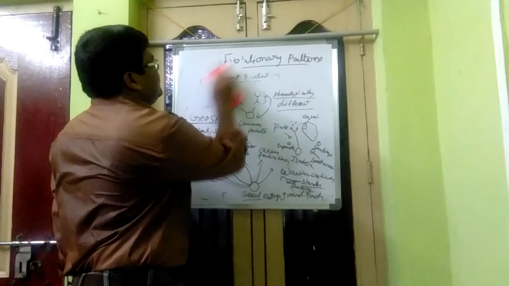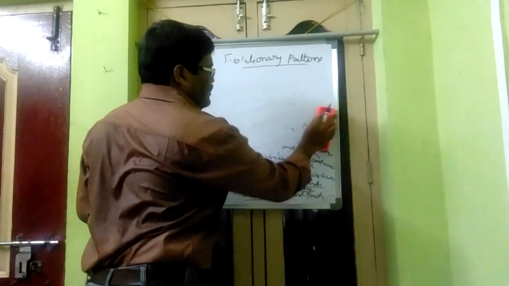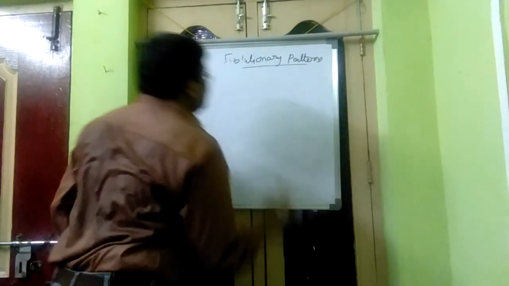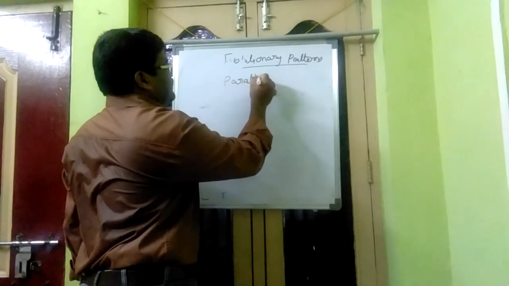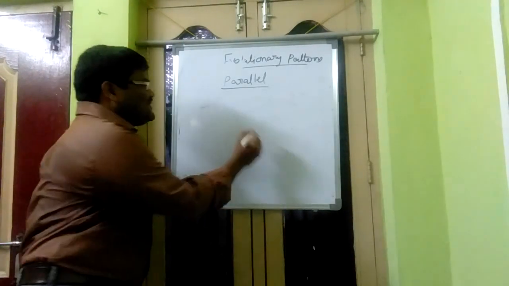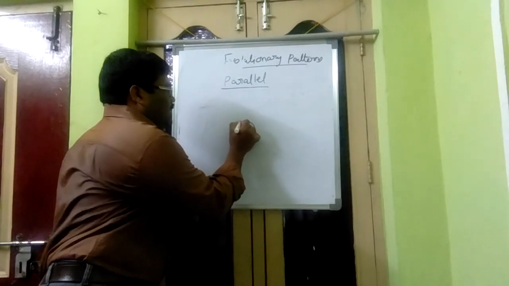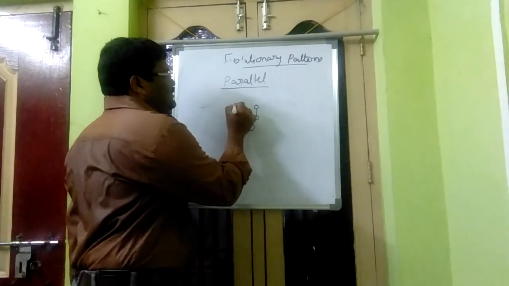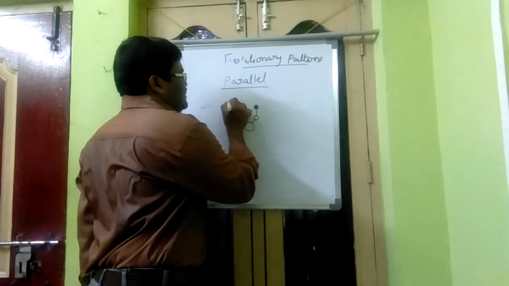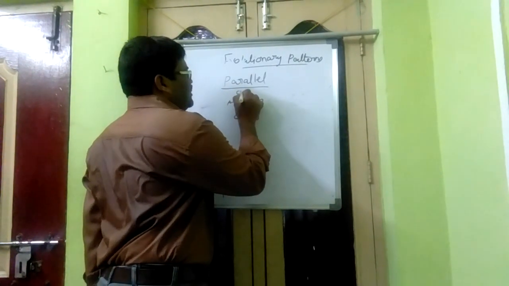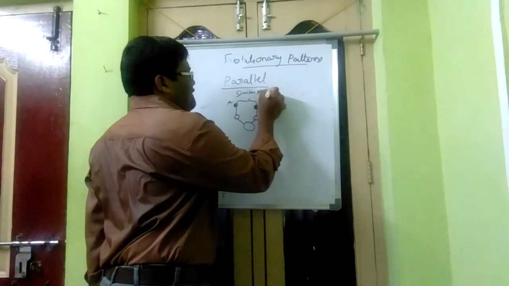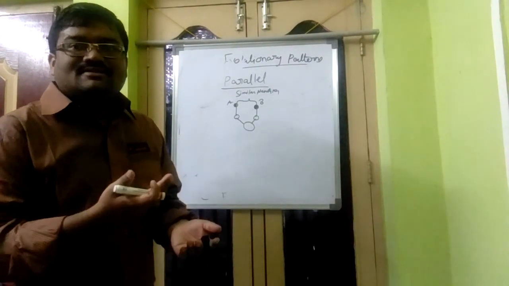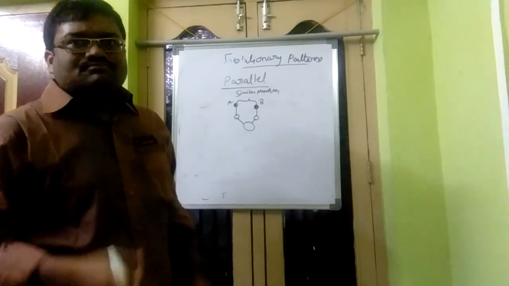Then one more important pattern, that is called parallel evolution. Parallel, as the name implies, simply means evolving together. Say there is one common ancestor. It develops into two different groups, and they develop similar features. Say this is A and this is B. Similar phenotypes. But the thing is, unlike convergent evolution, in parallel evolution there is evolution of similar characters in related organisms. This is very important. They are coming from one common ancestor.